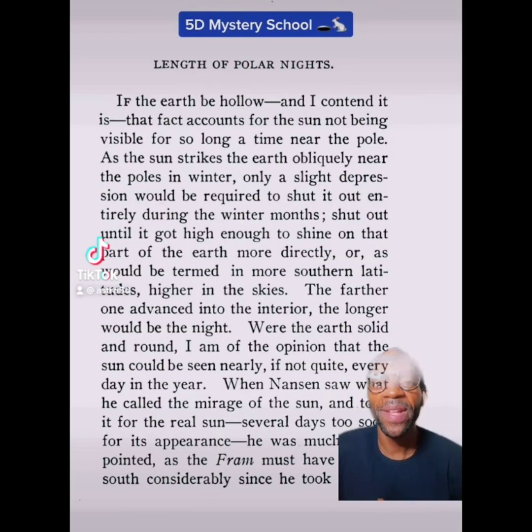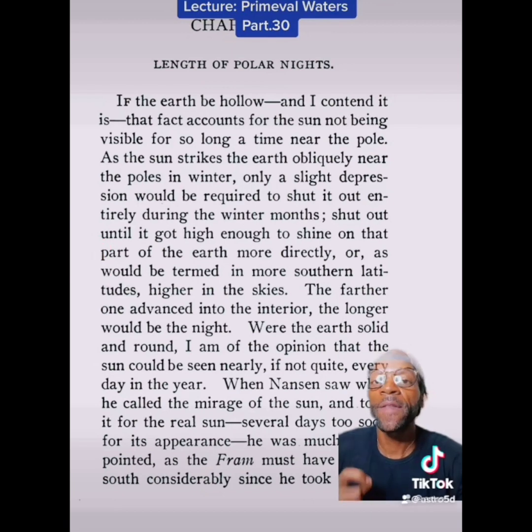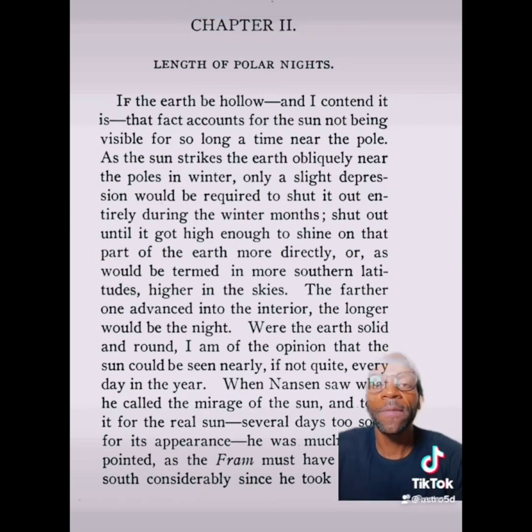Primeval Waters, Part 30, let's get into it. So continuing with The Phantom of the Poles. Chapter 2, Length of Polar Night. Okay, I'm really not going to read everything, so pause to read.